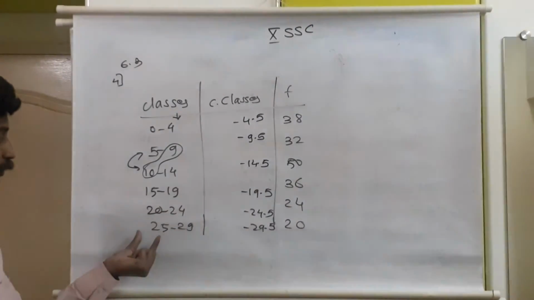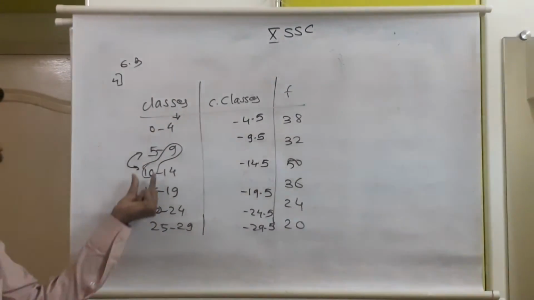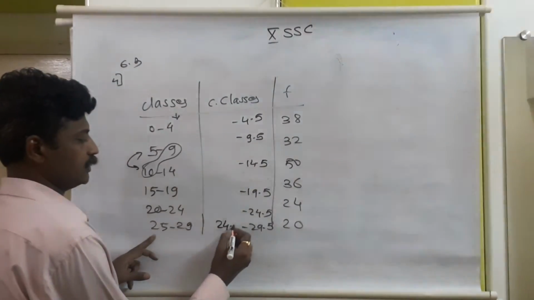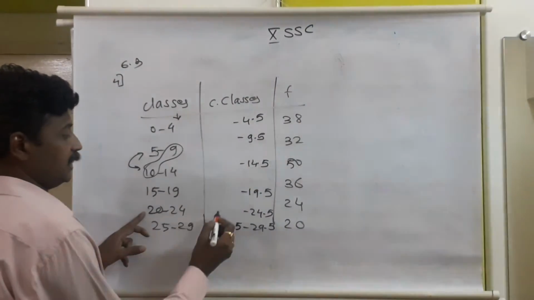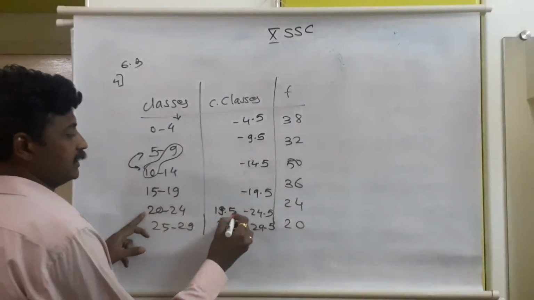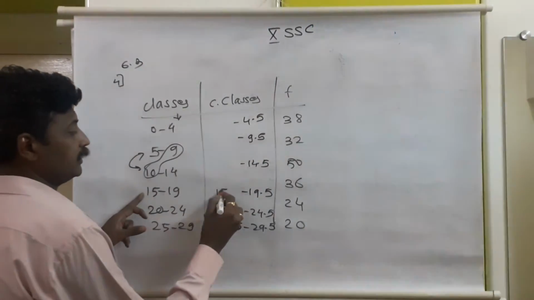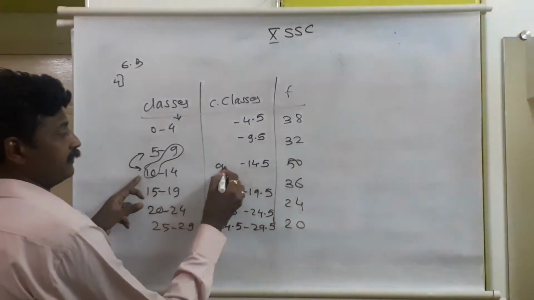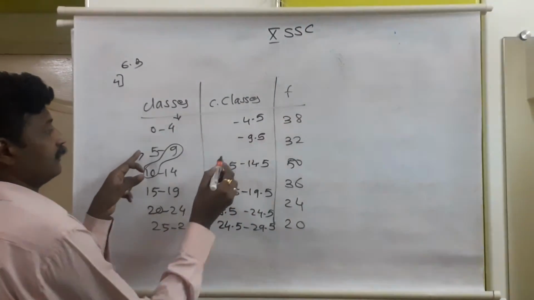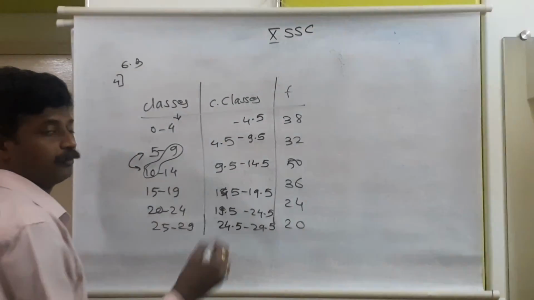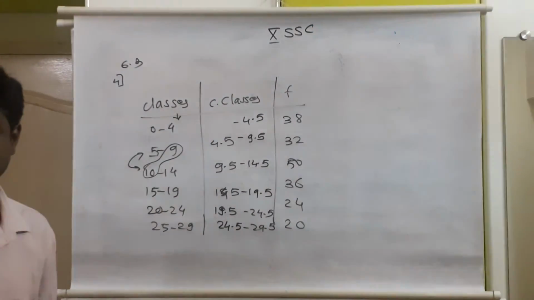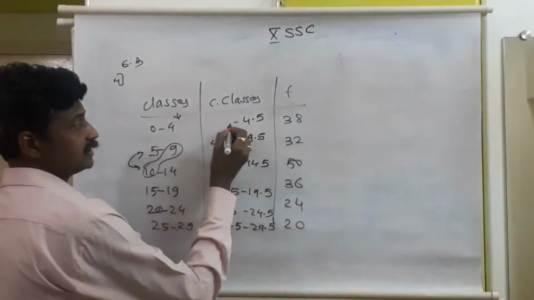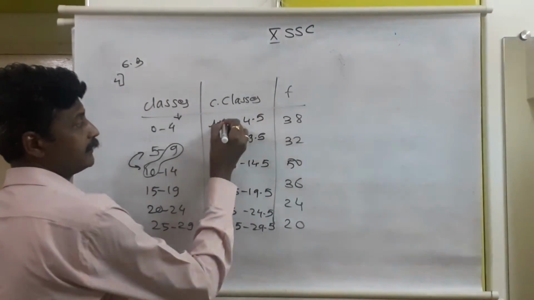Subtract 0.5 from lower limits. These are the lower limits, we have to subtract 0.5. 25 minus 0.5 will be 24.5. 20 minus 0.5 is 19.5. 15 minus 0.5 will be 14.5. 10 minus 0.5 is 9.5. 5 minus 0.5 is 4.5. 0 minus 0.5 is minus 0.5 can come there, or we can mention it here as less than 4.5.